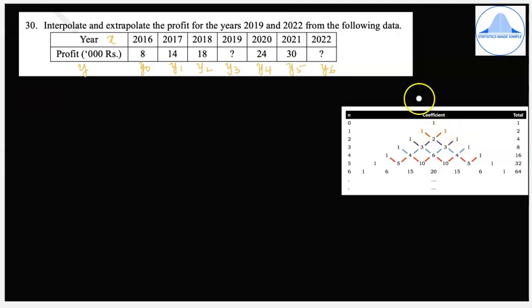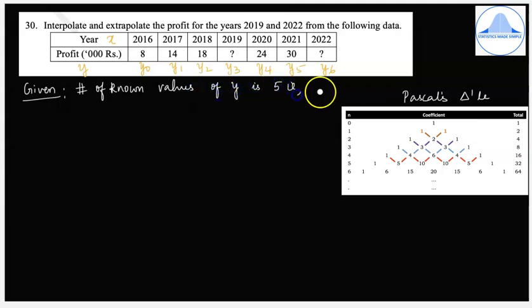At this side I have the Pascal's triangle. The Pascal's triangle will help us to obtain the coefficients in the binomial expansion. Now the first step is you should find out how many values of y are given to us. So it is 1, 2, 3, 4, 5. So write given number of known values of y is 5, that is n is equal to 5.